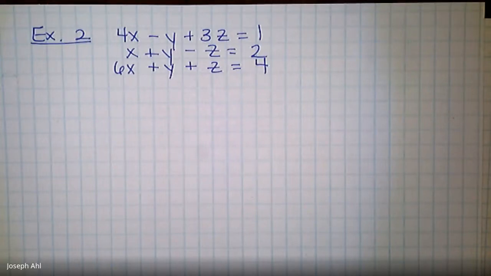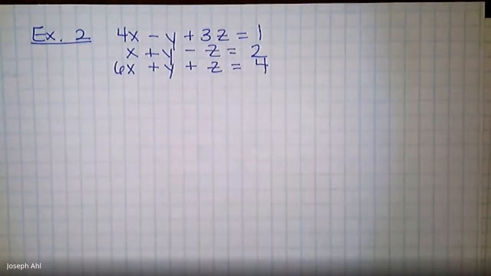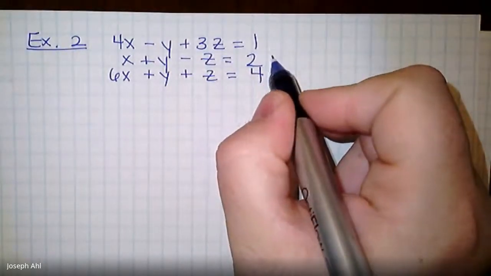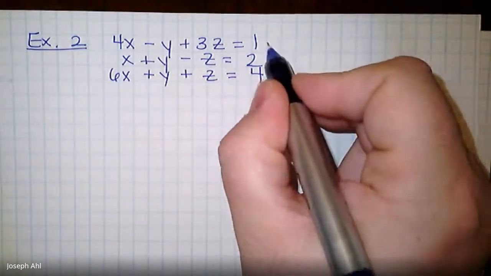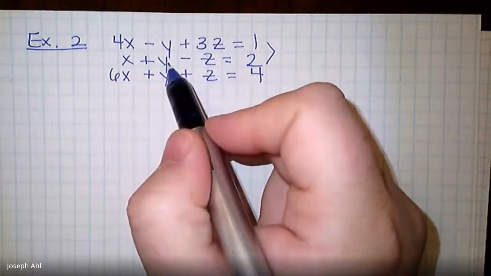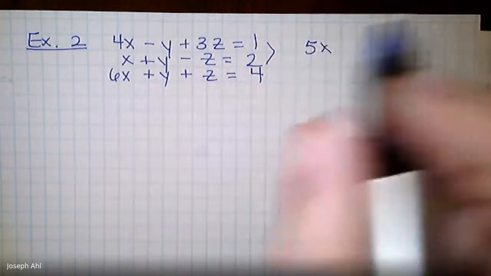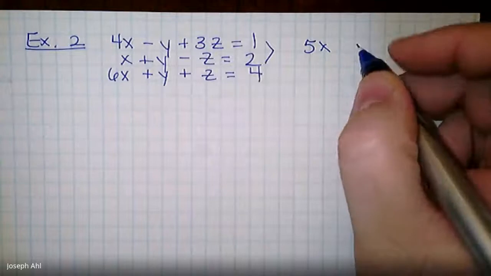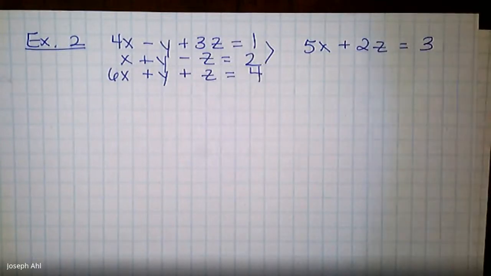So to get started here, again, you want to look at your x's, your y's, your z's, and see what might be easiest to eliminate. When I do this, I'm looking at the top pair again, and I'm like, hey, I can eliminate y pretty easily if I just add those two together, can't I? So when I do that, we're going to get a total of 5x, and then over here we're going to get plus 2z is equal to 1 plus 2, which is 3.